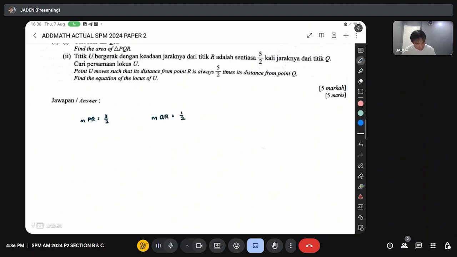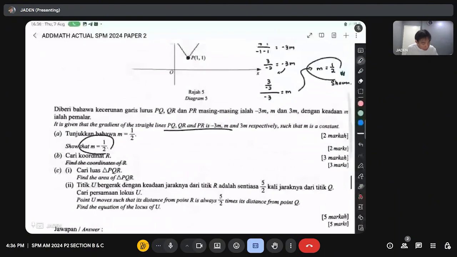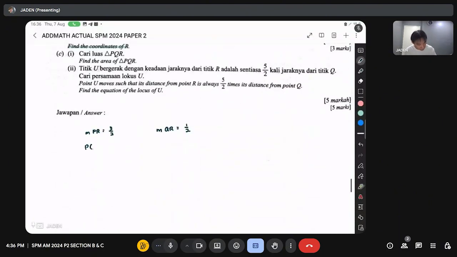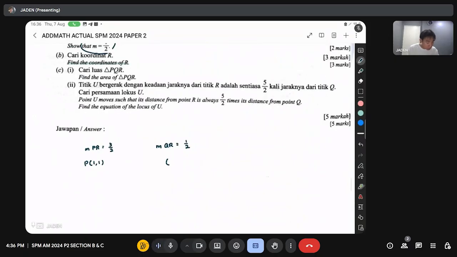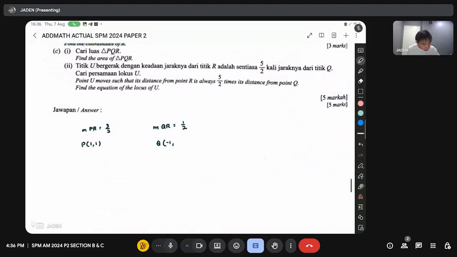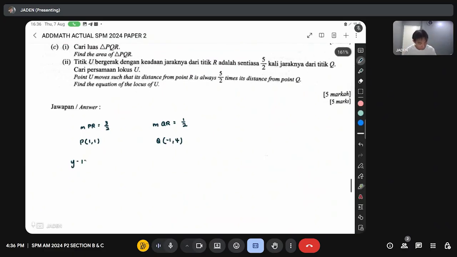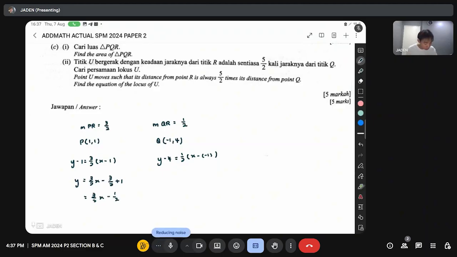Your P coordinate is 1, 1. Your Q coordinate is negative 1 and 4. We form the equation for these two lines. So y minus 1 equal to 3 over 2 times x minus 1. This is y minus 4 equal to, gradient is 1 over 2, and then x minus 1. So this is y equal to 3 over 2x minus 3 over 2 plus 1. This is 3 over 2x minus 1 over 2.